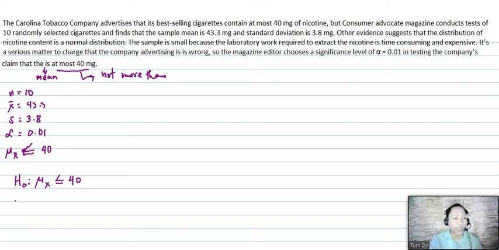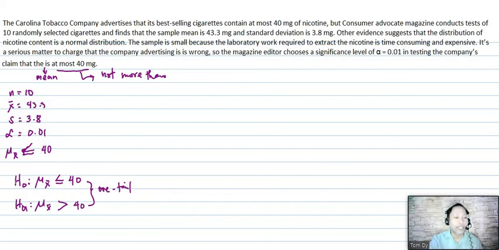And then our alternative hypothesis, if the null is less than or equal to 40, then our alternative hypothesis must be greater than 40. If this is less than or equal to 40, then our alternative is greater than 40. So if you have noticed, we're using here less than or equal to or greater than. So this is a one-tailed test. From our previous example, we made use of equal to, so that is two-tailed. This time, this is one-tailed.